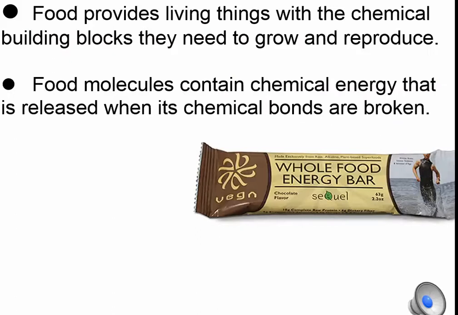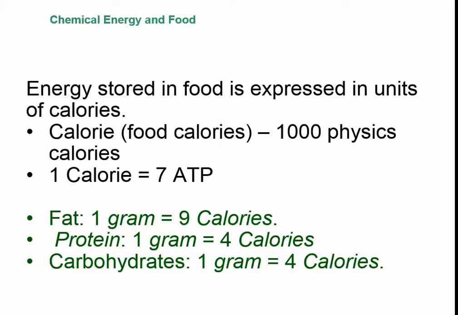So we know that food provides living things with the building blocks they need to grow and reproduce, and that food contains chemical energy, and it's released when the chemical bonds are broken. So food is expressed in units of calories. That's the energy stored in food. In physics, we use calories to measure heat energy. And then in food, you have calories.